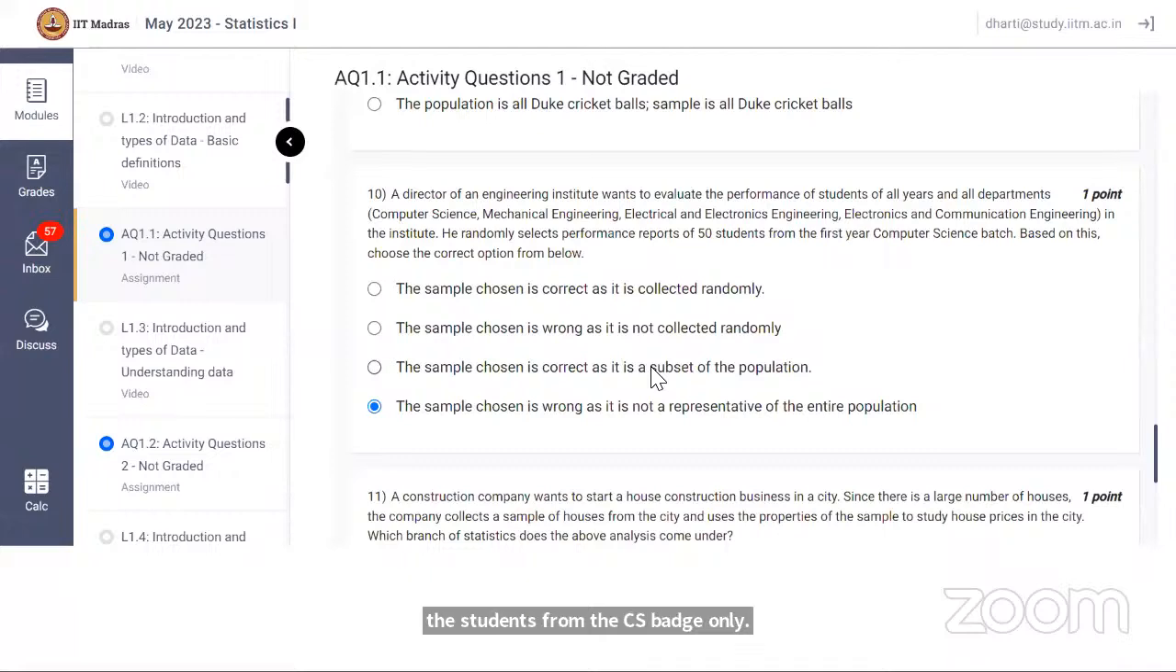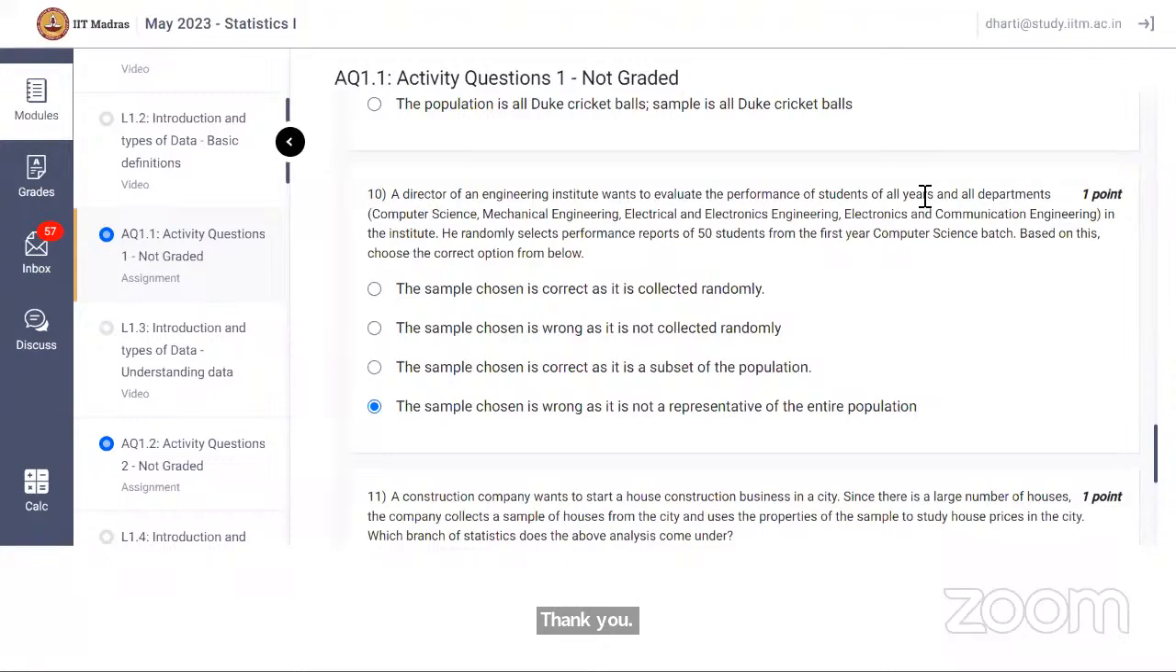It's not correct. Ma'am, does it come under inferential statistics? Okay, let me check again. He wants to evaluate the performance of the students of all the years and all the departments in the institute. He randomly selects 50 students based on this. Yes, it is inferential. So, what was your doubt?